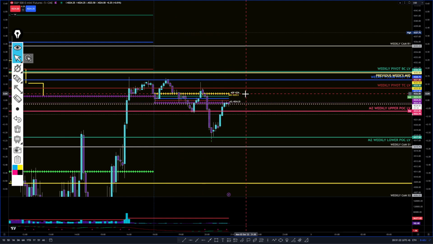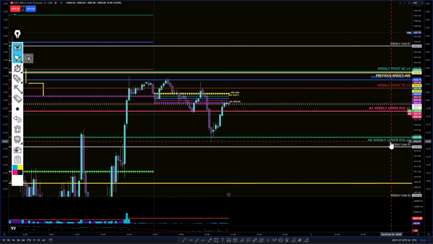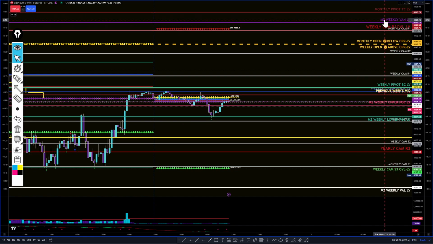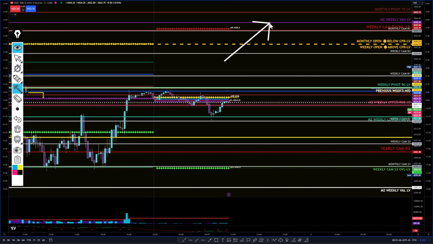Right, the open was 43.26, and then we got down here to the money zone weekly lower POC, right? So all this right here, let me just explain what that is. This is the weekly money zone value area, the market profile value area. This is the value area high right here. And this area here is the POC, and this is value area low, right?